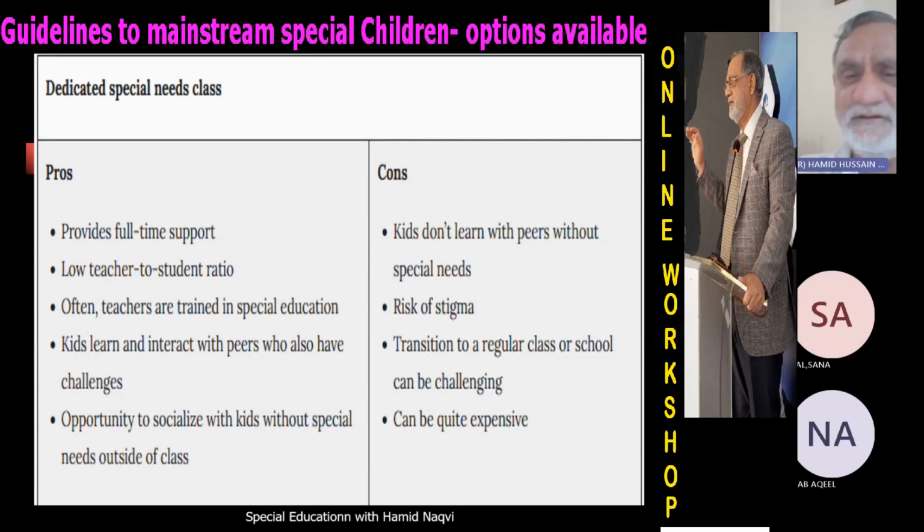This type has certain merits and demerits. Where there's a need to explain, I'll explain. Otherwise, I'll just mention what the merits and demerits are. For instance, the merit of a dedicated special needs class. I explained to you what a special needs class is. A special needs class is a class of disabled students functioning full time separately within the parameters of a regular school.